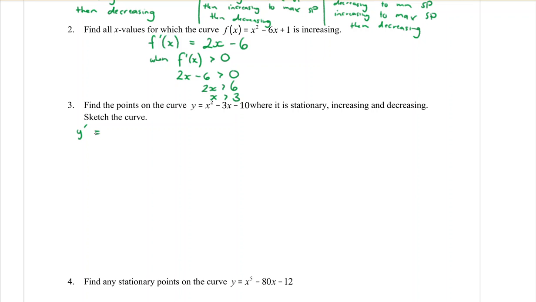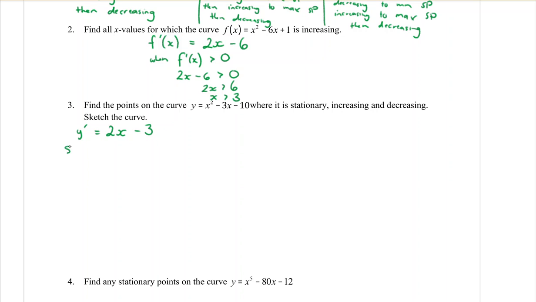Differentiating the x squared, the 2 will come down to the front, x, and subtract 1 from the power means power of 1. Differentiating the negative 3x will be negative 3, the x will disappear, and the negative 10 constant will disappear. All right, we have our gradient.